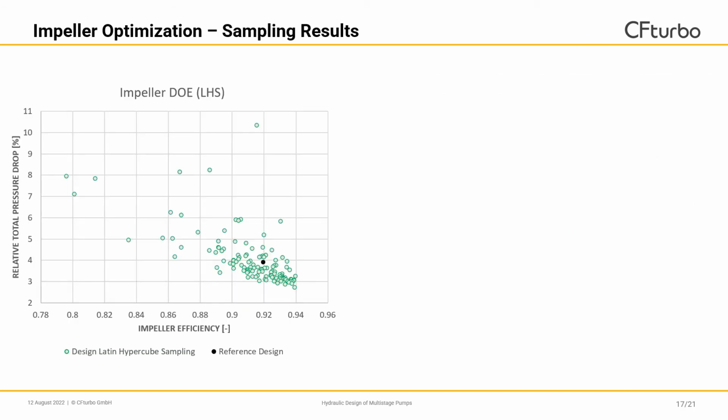So similar to our bowl diffuser optimization, we started the optimization of our impeller by running an initial design of experiments using a Latin hypercube scheme. Displayed in this graph, you can see the results from the sampling, and on the y-axis, we have the relative total pressure drop inside of the impeller domain due to cavitation effects, and on the x-axis, we can see the impeller efficiency under cavitation-free conditions. Our black dot marks our reference design, and scattered around you can see the results from the sampling. You can imagine that we want to move into this target area by reducing our total pressure drop due to cavitation effects and increasing our impeller efficiency.